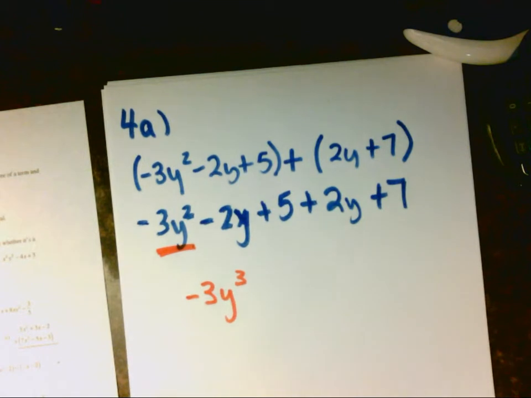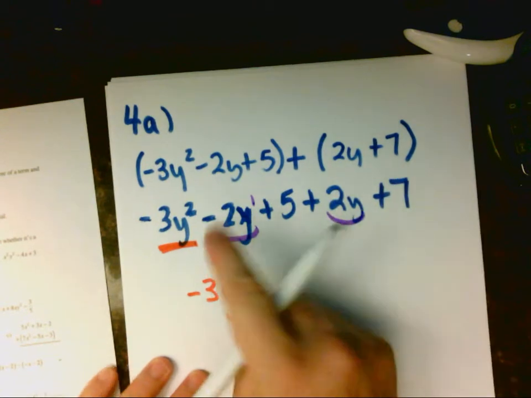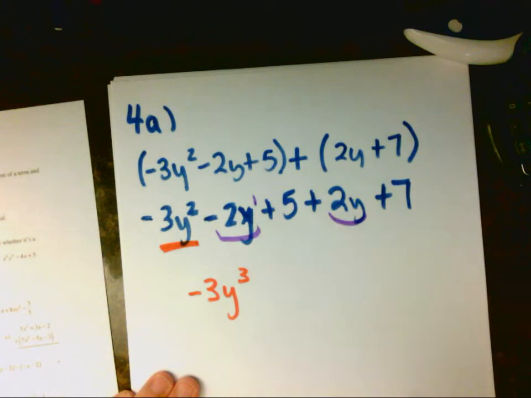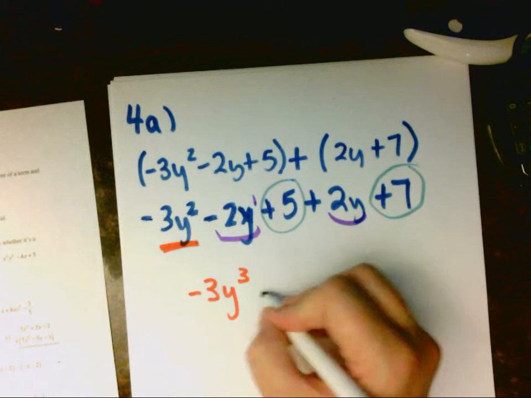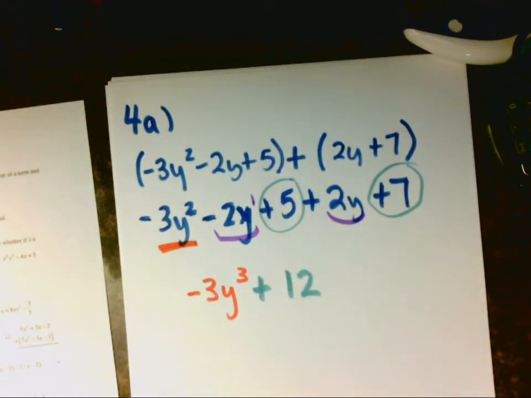Okay, and then I'll switch colors, and I'm going to find everything that's just a y to the first, right? Y to the first, and I have negative 2y to the first plus a 2y to the first. That gives me 0 y to the first, so I don't even need to write that down. And then finally I go to the constants. I have a positive 5 and a positive 7, which make 12.